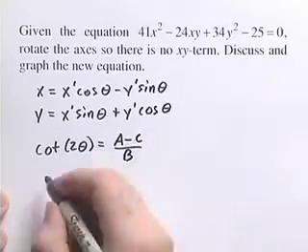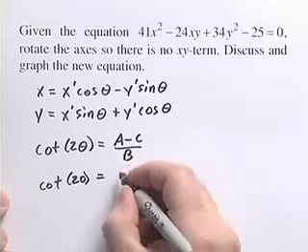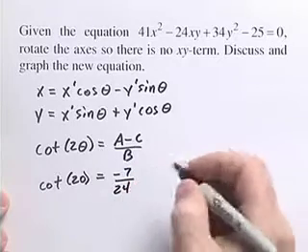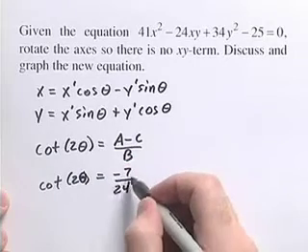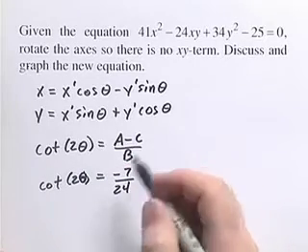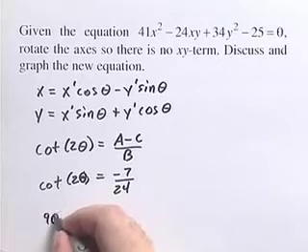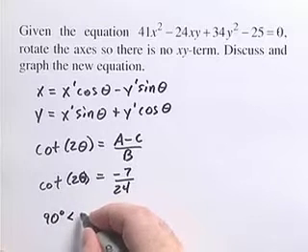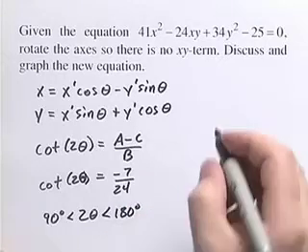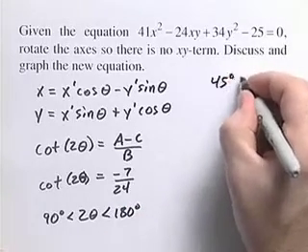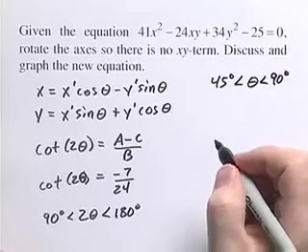That is, we need to solve the cotangent of 2 theta, which is equal to negative 7 over 24. Since the cotangent of 2 theta is negative, we can choose 2 theta to be between 90 degrees and 180 degrees, which means that theta is between 45 degrees and 90 degrees.